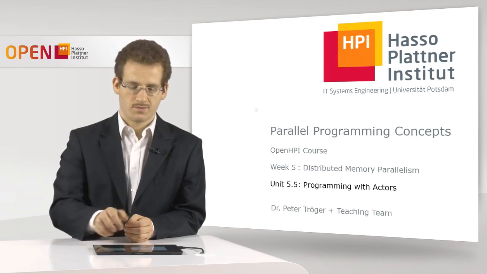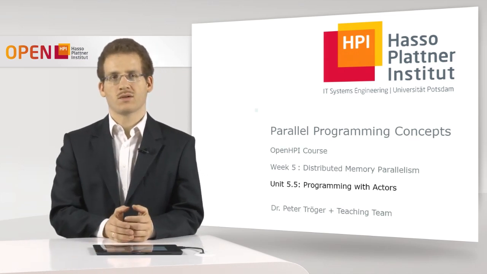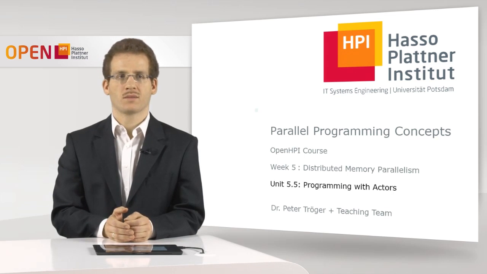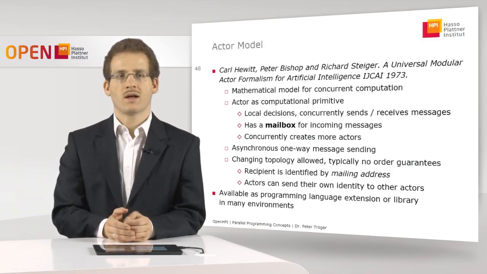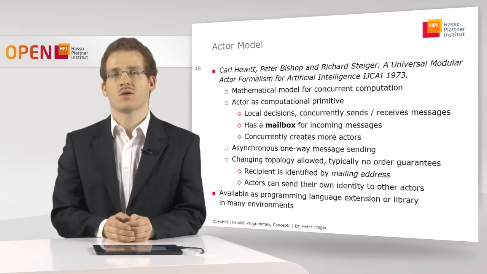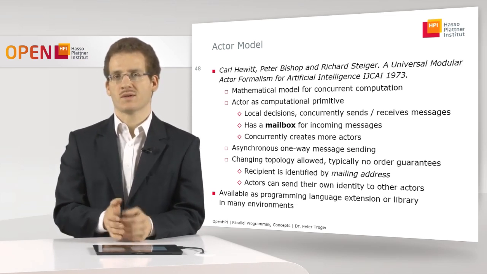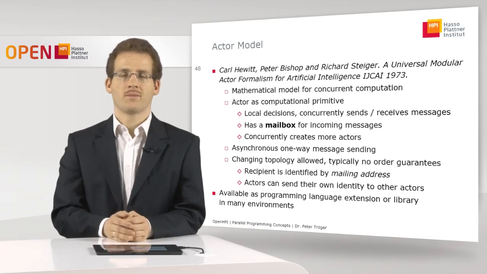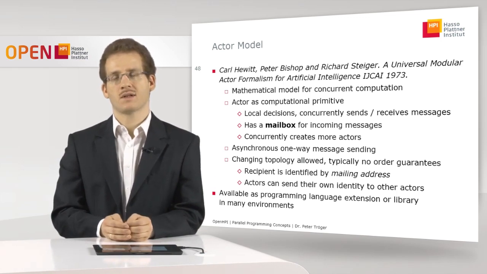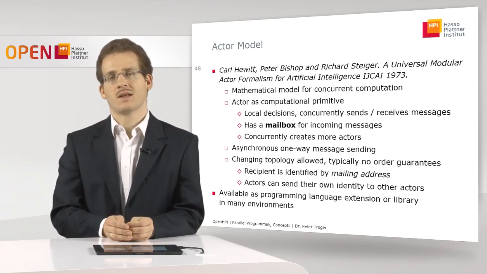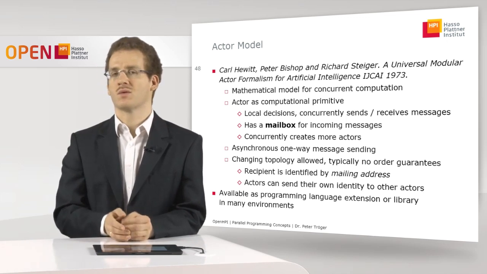model. The actor model was originally introduced by Carl Hewitt and some co-authors in '73. And this is another mathematical model for concurrent computation. We saw several of them meanwhile. And in this model, we have a basic primitive, a basic concept, which is called the actor. And an actor is a computational primitive that is able to perform some local computations.